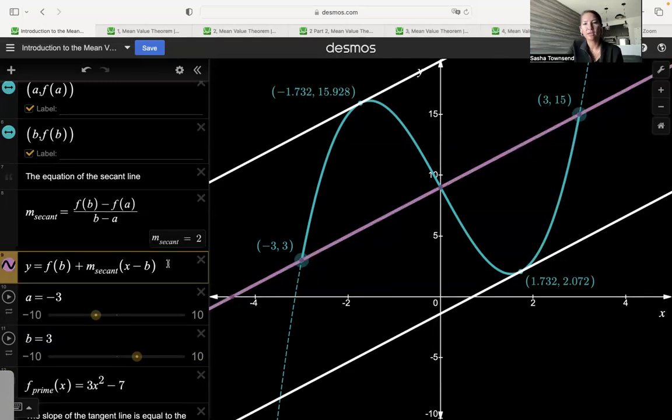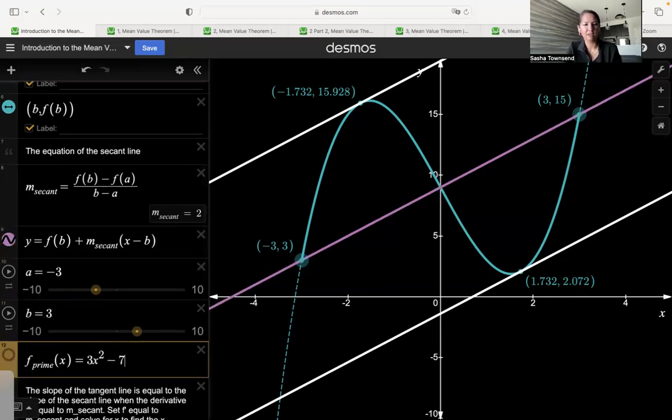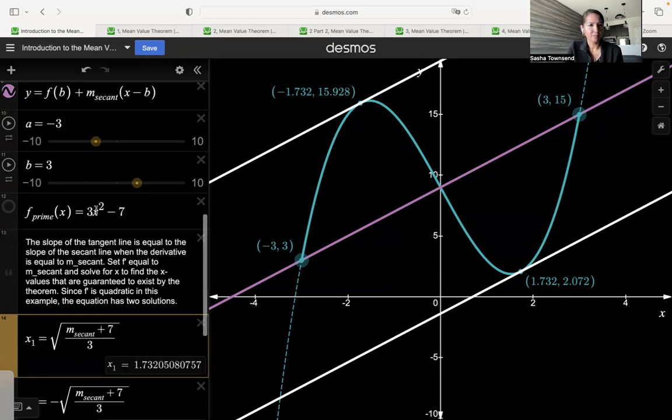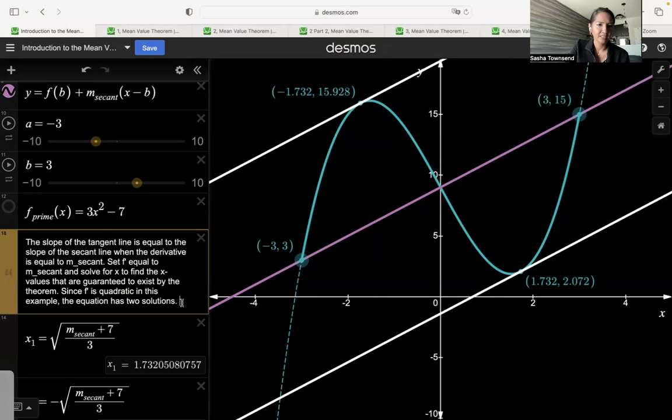And then you say to yourself, okay, well, where is the slope of the tangent equal to 2? Well, you find the derivative, 3x squared minus 7, and you set it equal to 2. Then you add the 7 to both sides, you divide by 3, and you take the square root. And it turns out that there are two values. So we have 3x squared minus 7 equals 2. So 3x squared equals 2 plus 7, which is 9. So x squared is going to equal 3. And then x will be plus or minus the square root of 3.